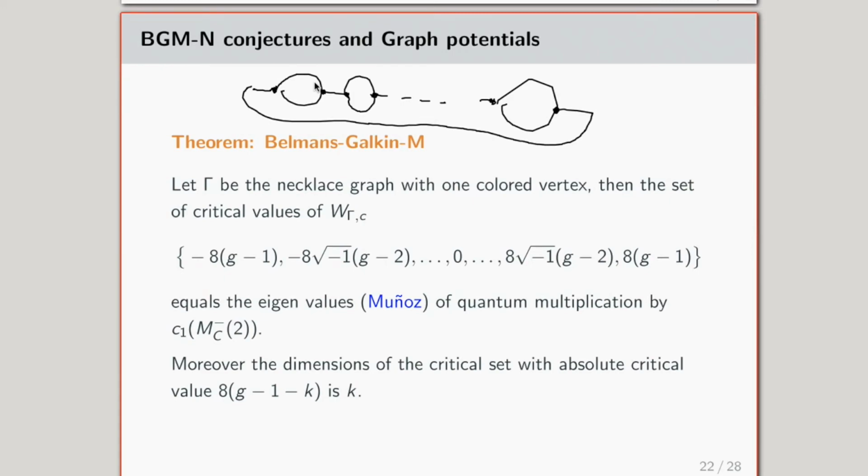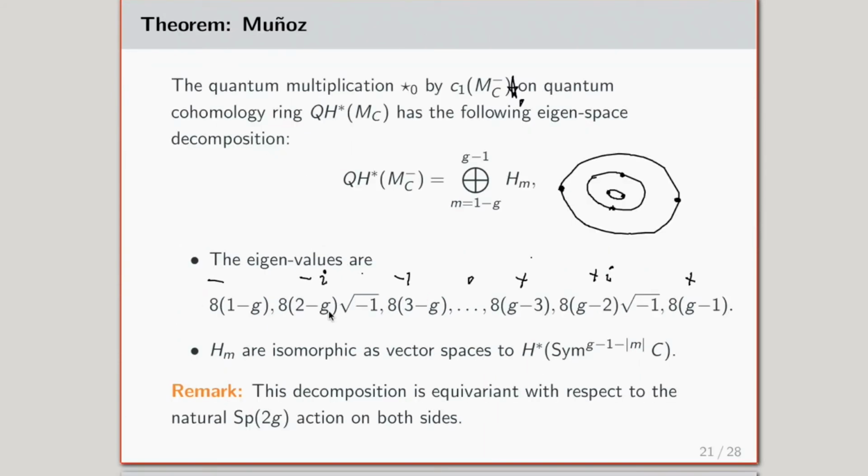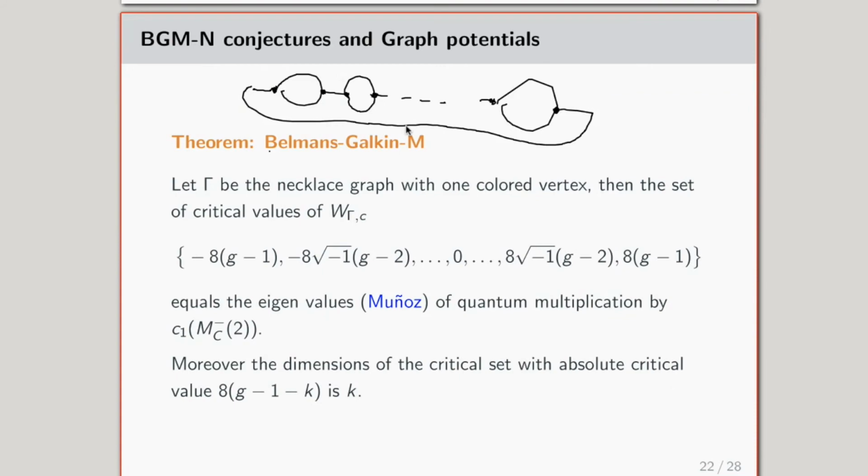Actually, the dimensions of the critical sets are also the correct ones, because in Munoz's paper, this eigenvalue corresponds to a point, of dimension 1, this corresponds to the cohomology of a curve, this corresponds to the cohomology of a symmetric square, and so on. As the eigenvalue goes towards 0, the symmetric power increases, as you see here. The same happens here, right?